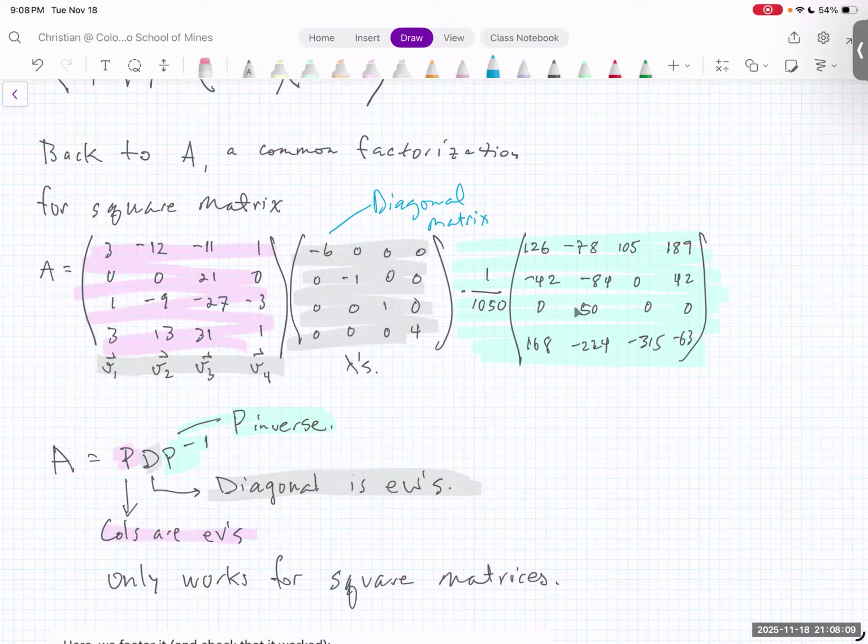And then the last, this is the inverse of our pink matrix, and we're writing that out down here. So this factorization, pink, gray, teal, we could refer to as P, D, P inverse, where P is a matrix where the columns are the eigenvectors of matrix A. D is a diagonal matrix where the entries on the main diagonal are the eigenvalues. And P inverse is the inverse of matrix P. This specific factorization, P, D, P inverse, only works when the matrices are square.